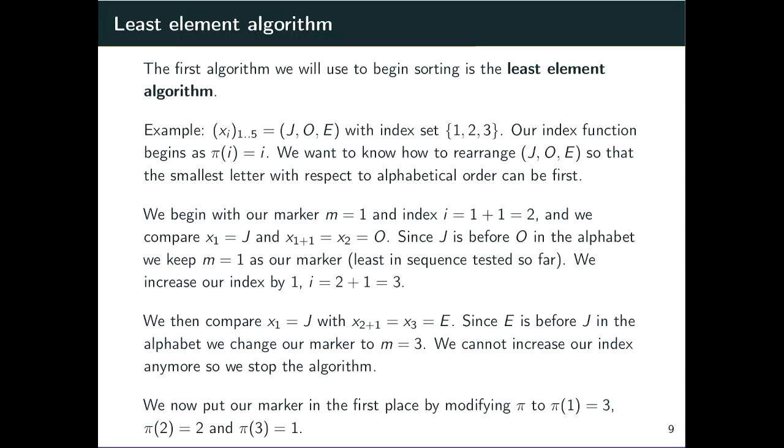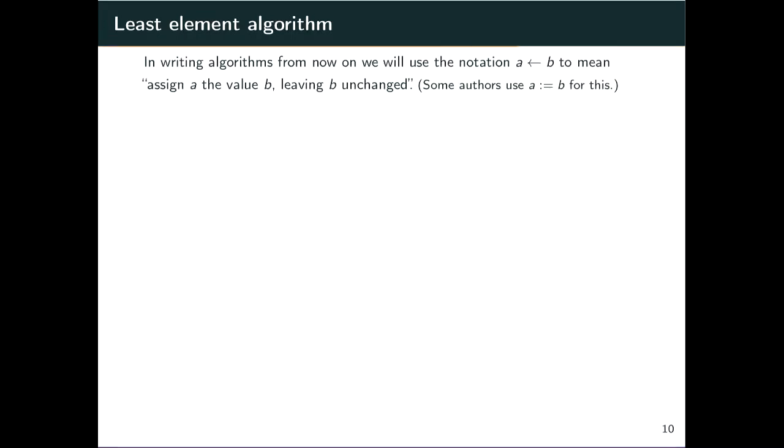I've talked about it. Now we're actually going to go through the pseudocode so that it's a little bit clearer when you're applying it to different cases. So when we write an algorithm, just some notation, we're going to write A with this left arrow B to mean we assign A with the value B, and we're not changing B in any way. So sometimes people will write this as define A equals B.